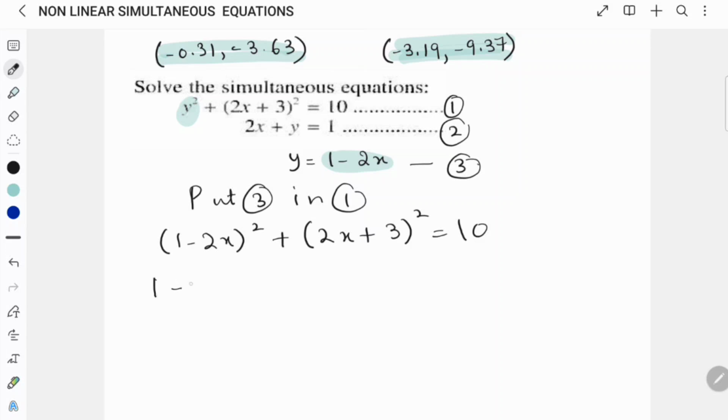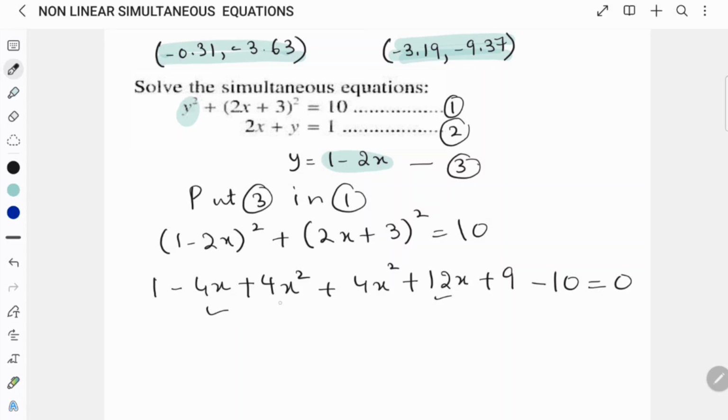A square minus 2ab plus b square. Okay, 1 square is 1, 2ab, 2 2s are 4x plus 4x square. Now a square plus 2ab, 2 3s are 6, 6 2s are 12, 12x plus 9, and then minus 10 also equals to 0. Alright, now what do? We are going to find out the value for x first.